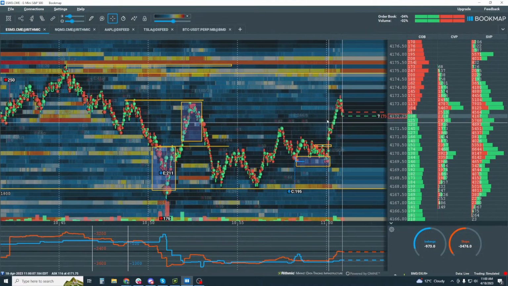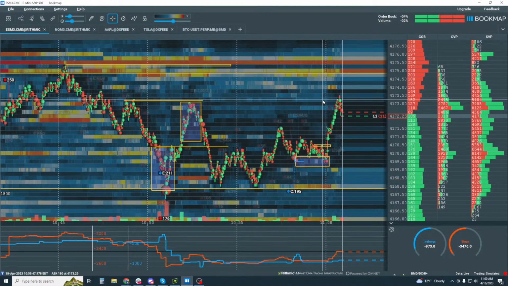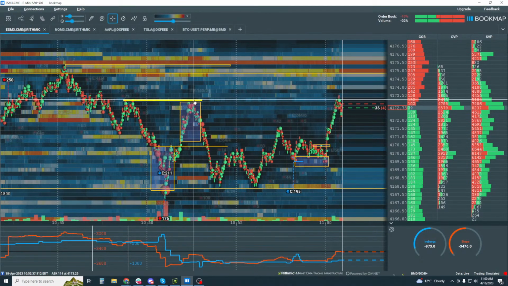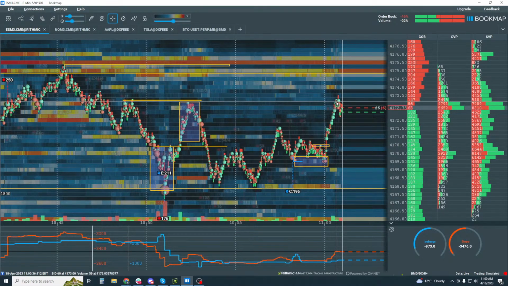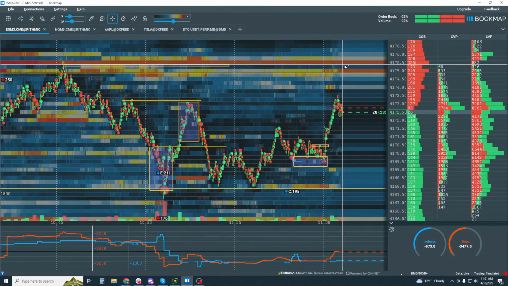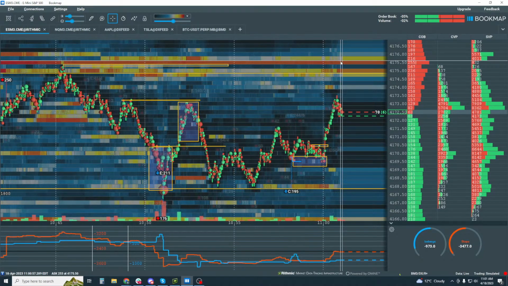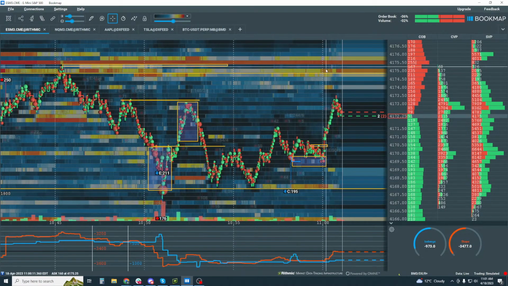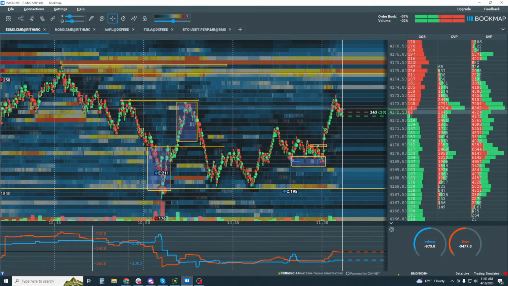All right, so these are good little areas or pockets to consider taking some off, and then on this smaller time frame, the move would be up into here. All right, and then that would be it.